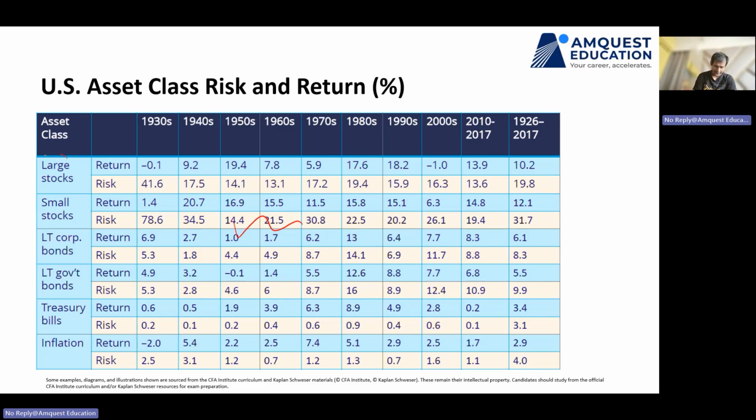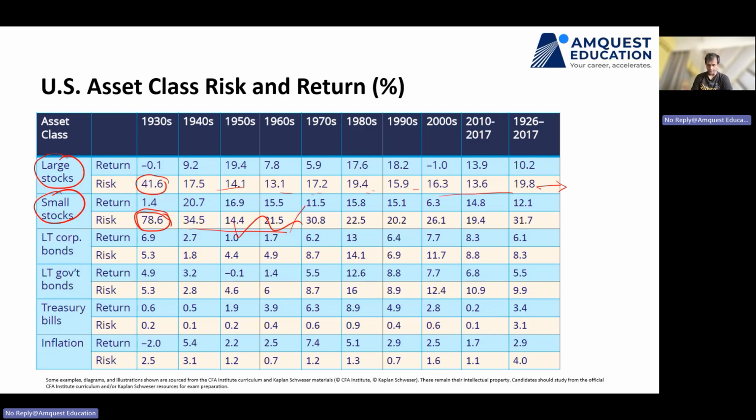So if you look at this table, large stocks, small stocks, you'll notice in the 1930s when the Great Depression happened, the risk of the small stocks was very, very high, obviously, right? But the larger stocks had a lesser risk than the small stocks. Now notice along the way what happened. 14, 13, 17, 19, 15, the risk has been more or less consistent. But look at small stocks. The risk was 70, 30, 20, again 30.